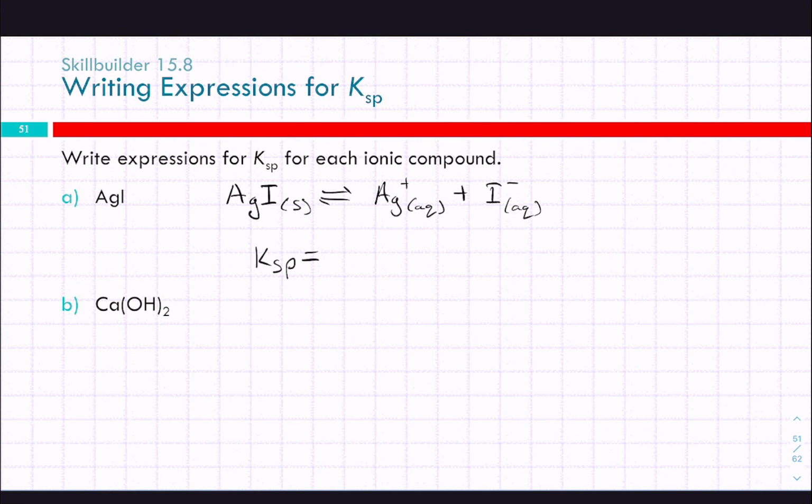So what's KSP going to look like? It does not include solids, right? Does not include solids. Ag plus, I minus. And then we'll put these in brackets. Ag plus times, I mean, you can put the dot or multiplication in there if you want, really, but times molar concentration of I minus.